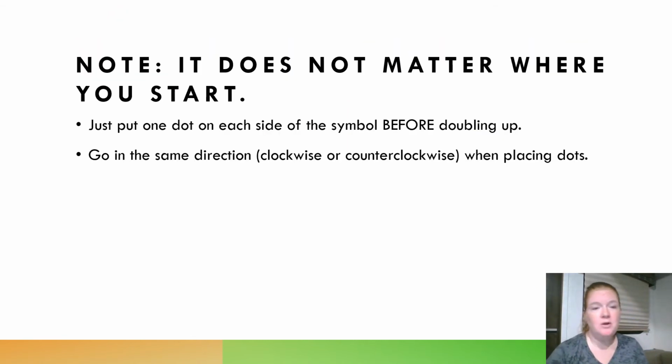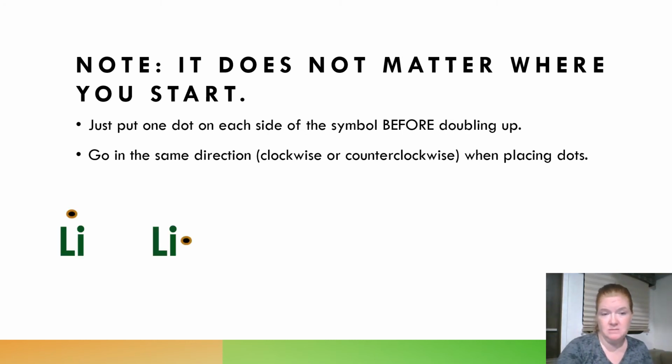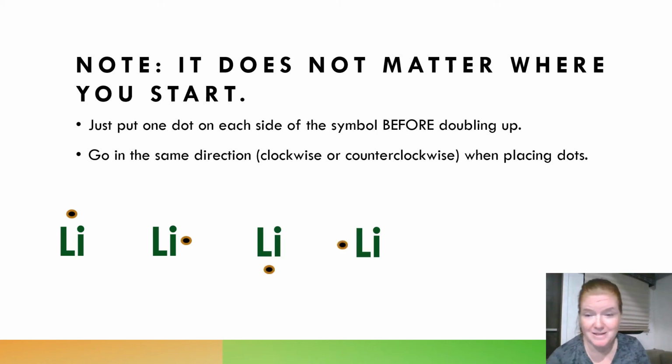Note, it doesn't matter where you start. Just put 1 dot on each side of the symbol before doubling up. Go in the same direction. I always go clockwise, but if you want to go counterclockwise, it doesn't really matter. But you just have to follow the same rules. Each side gets 1 dot before you double up. So lithium, which has 1, could look like this, or this, or this, or this. It doesn't matter. It's the same.